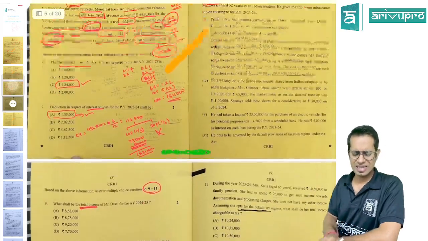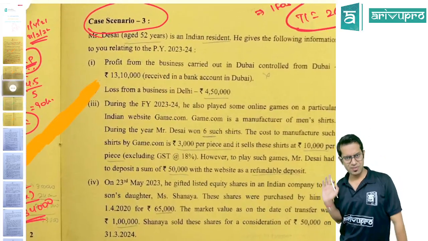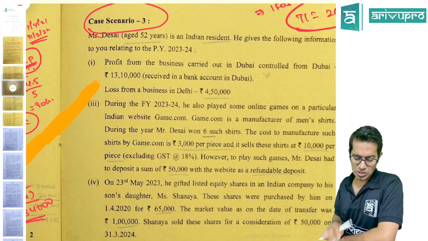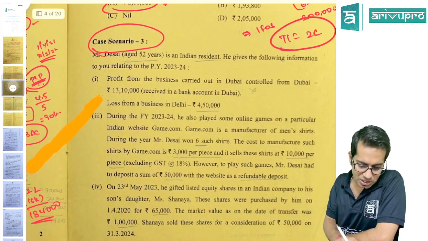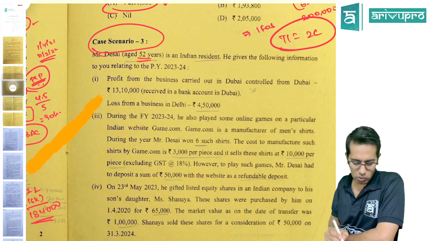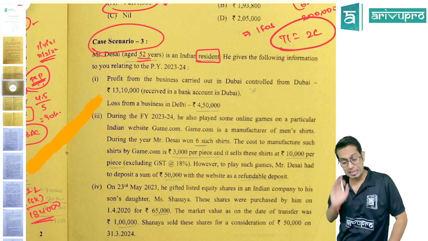So now I'll directly read the question. I don't have to break my head anywhere. Directly I will read the question and tell the answer, because whatever information is not useful to me, I will delete that information. Now, Mr. Desai is 52 years old. Okay, he is an Indian resident.